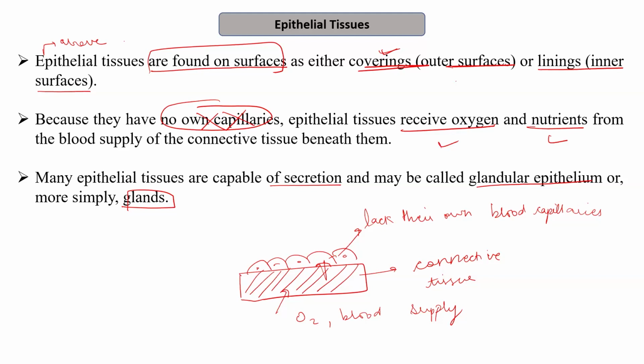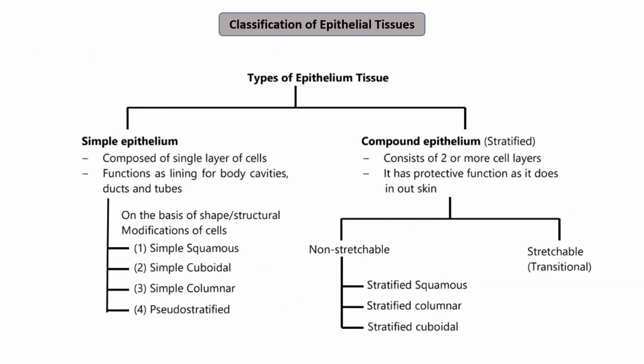points about the epithelial tissues: that they are found on the surface. They may be present on the outer surface for protection, or they may be present on the inner surface as the lining of the tissues. So there are various types of epithelial tissues. Epithelial tissue can broadly be classified into two types. The first is the simple epithelium. The second one is the compound epithelium.